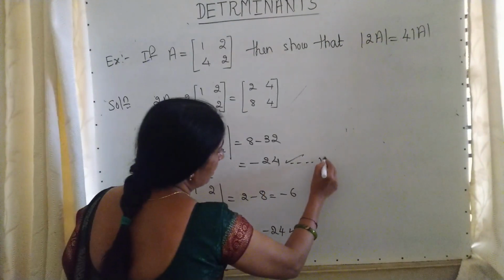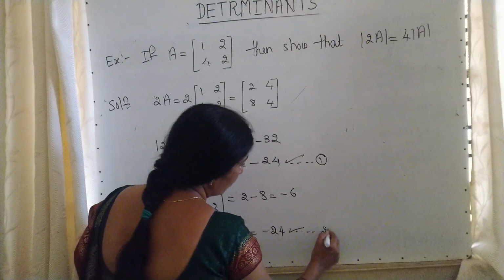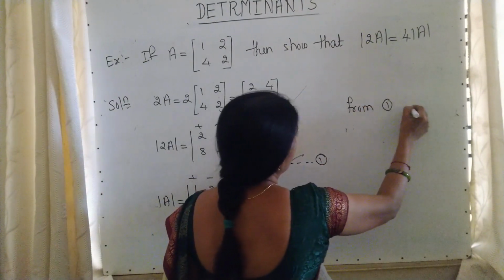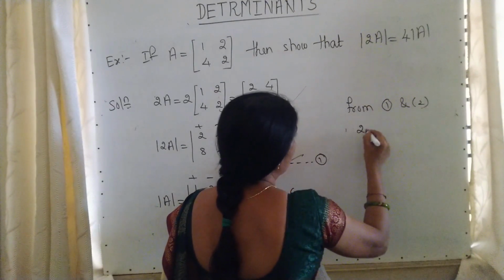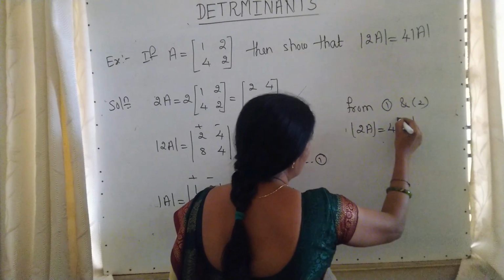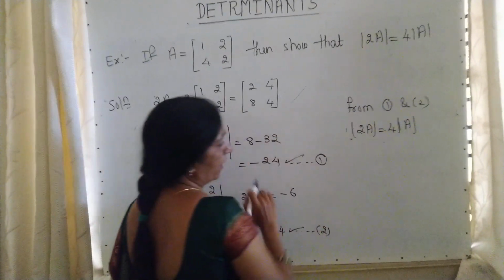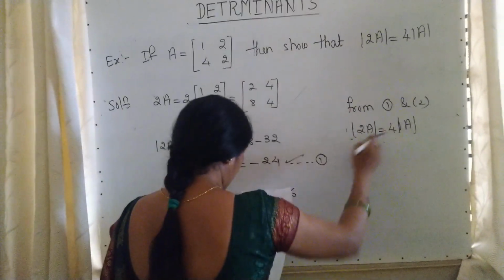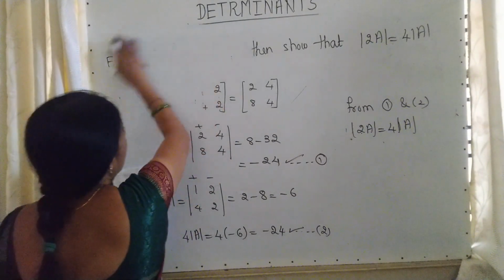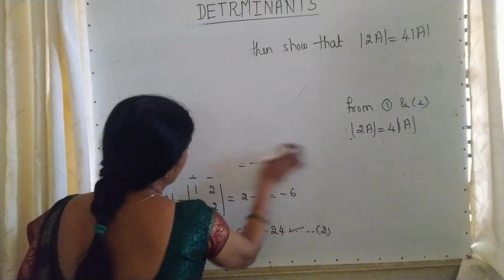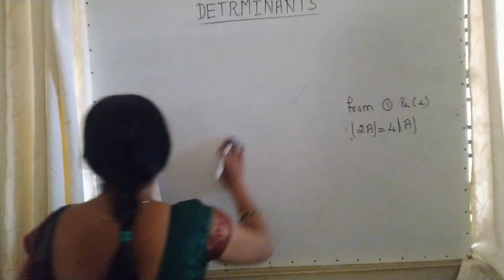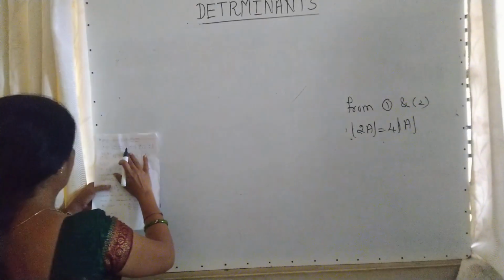Let us call this as equation 1 and this as equation 2. From 1 and 2, what you are observing? We are observing that determinant of 2 into a is equal to 4 into determinant of a.